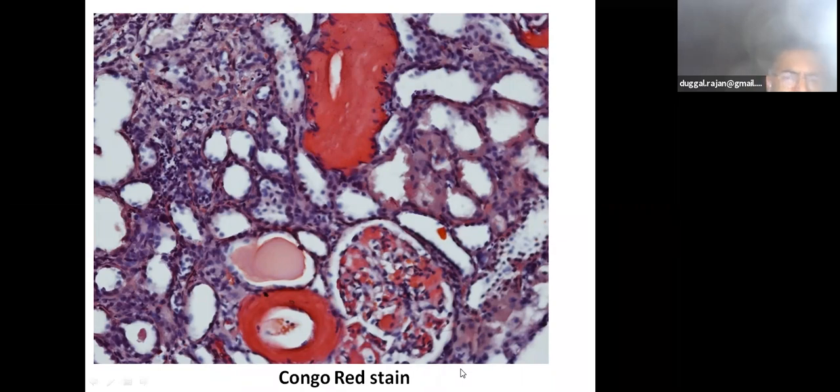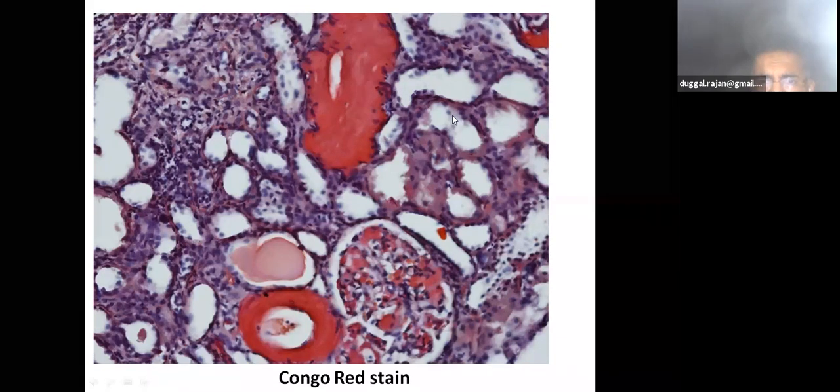So what I was trying to show you, vessel wall deposits. Absolutely correct, Dr. Anand Jain has given this diagnosis. Absolutely correct, and he's the first one to diagnose it. Good. So there are vessel wall deposits which are there. And you can see these, and there is congophilia. Congo red stain shows this congophilia.